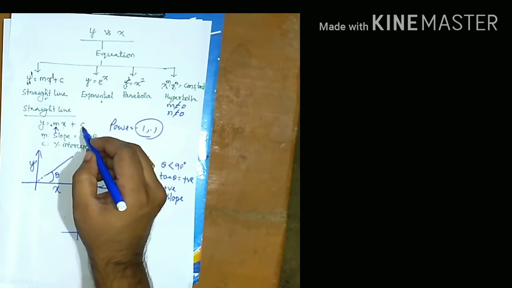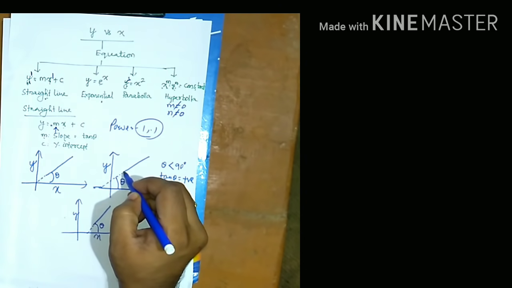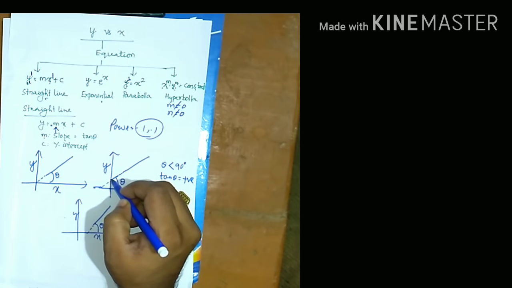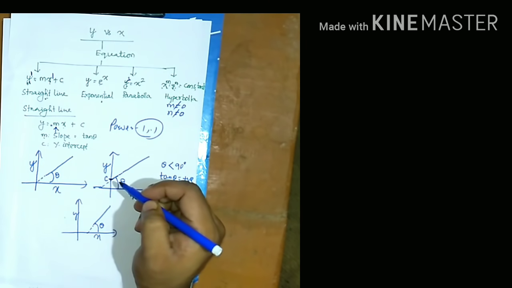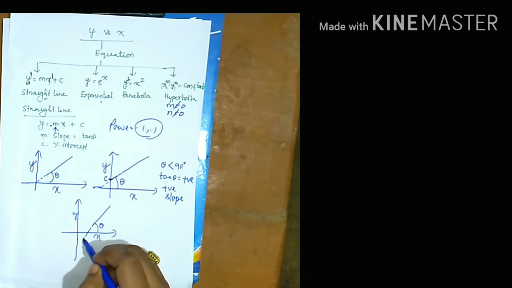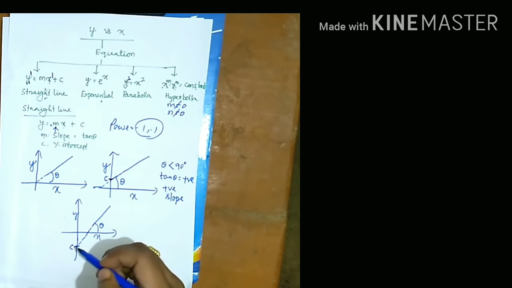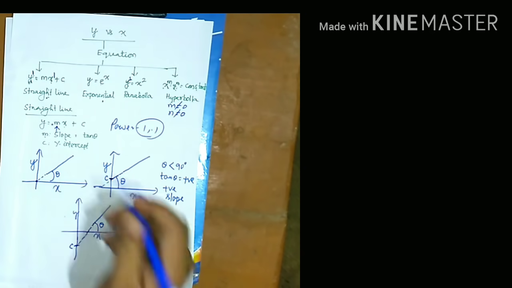Now what is c? c is here the y-intercept. It means if I extend the straight line, it intersects the y-axis at this point. This is called c. Similarly here, if I extend this line, it will intersect here, and if I extend here, it is passing through the origin.